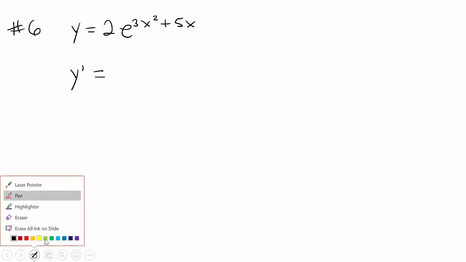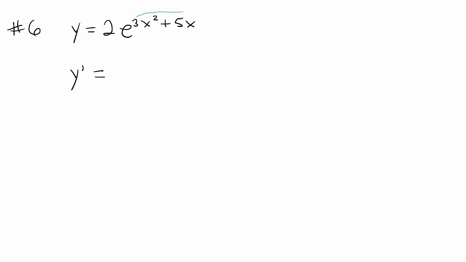All right, so now we're going to try number 6. So here we have y equals 2e to the 3x squared plus 5x. So in this one, when we take the derivative, since we have an exponential function, that e raised to an exponent, we're going to have to use the exponent rule for derivatives. So for this one, we're going to look at the exponent on the e, and find the derivative of the exponent, and then we actually end up writing it in the front here.